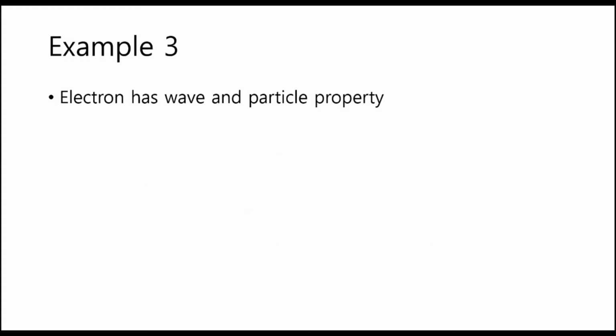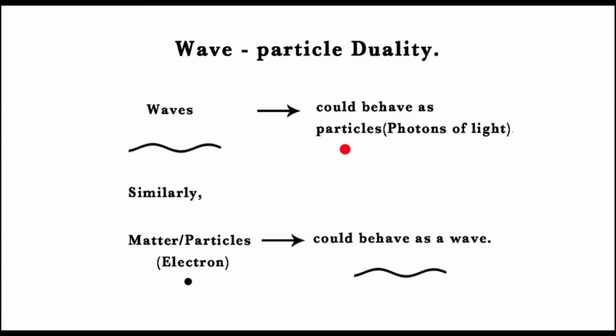Example 3. The electron has wave and particle properties. Wave-particle duality: waves can behave as particles, such as photons of light. Similarly, matter particles like electrons can behave as a wave.